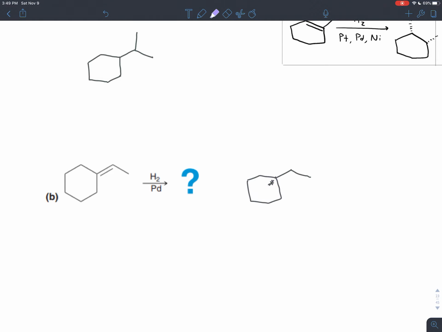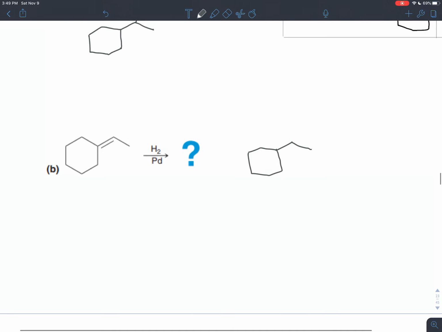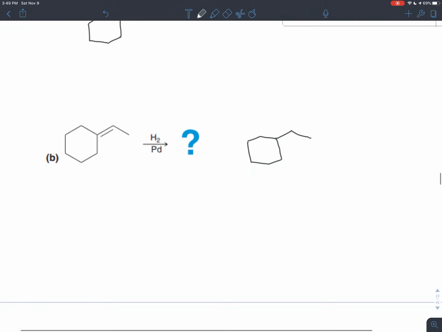So it's like being bonded to the same thing twice, and so it's not chiral. And so that's our product for that one. Technically, we removed the pi bond and added 2 hydrogens, but the hydrogens are implied in skeletal formulas.